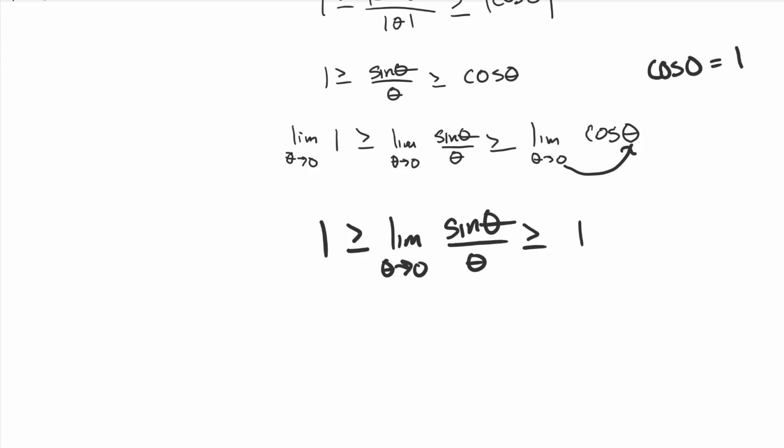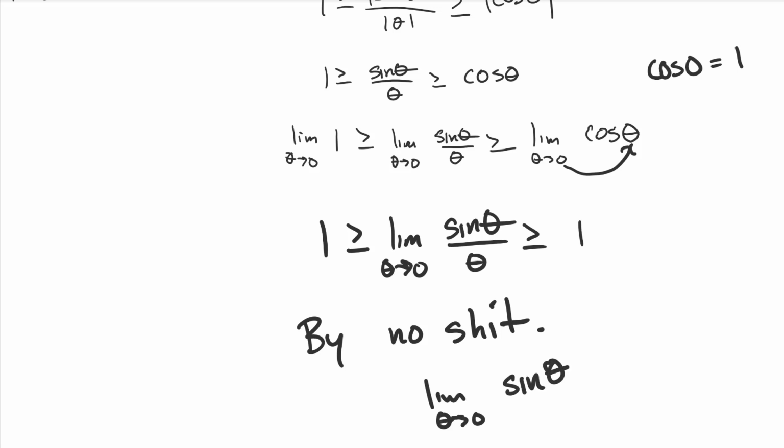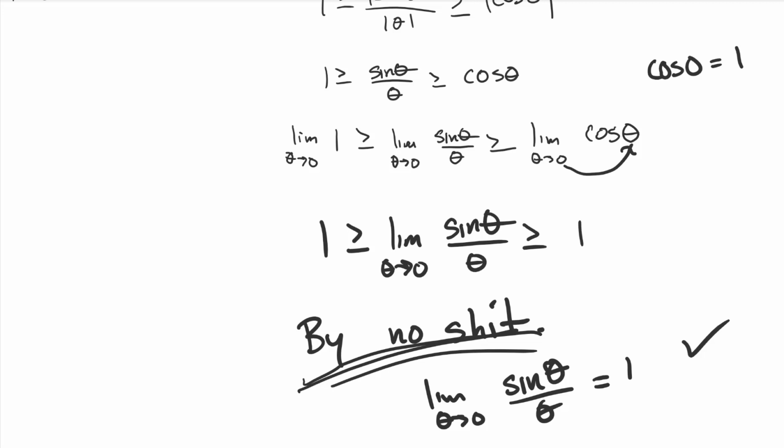Okay, so we just found out that the limit of sine of theta over theta as theta goes to 0 is greater than or equal to 1, and it's also less than or equal to 1. So I wonder what it could possibly equal. Do we need a theorem to tell us that it's equal to 1? I think not. The limit as theta goes to 0 of sine of theta over theta is equal to 1. I don't think we need a theorem. It's trapped between 1 and 1. I wonder what it could possibly be.